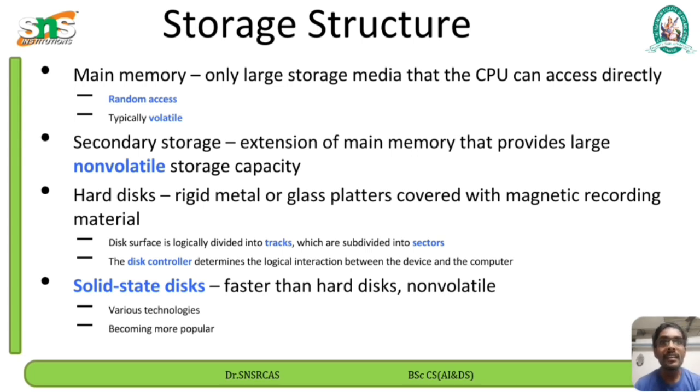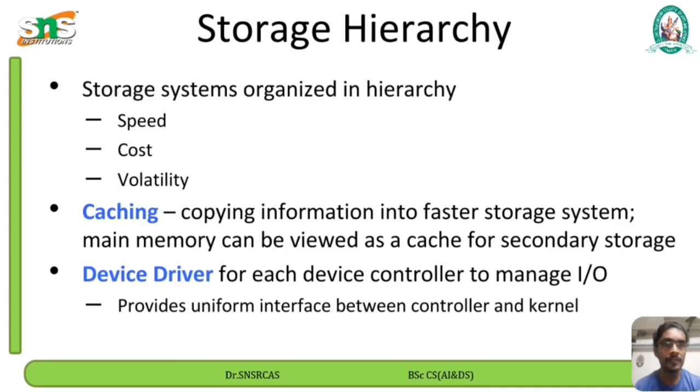It may be a glass material or a disk material, digital. A lot of digital formats are popular. Coming to the storage hierarchy, the storage system is organized as a hierarchy, which may be based on speed, or cost, or volatility, volatile memory or non-volatile memory. And one more important concept you should keep in mind is caching.